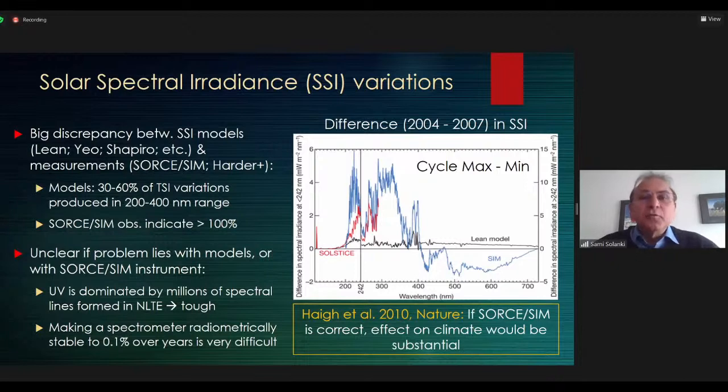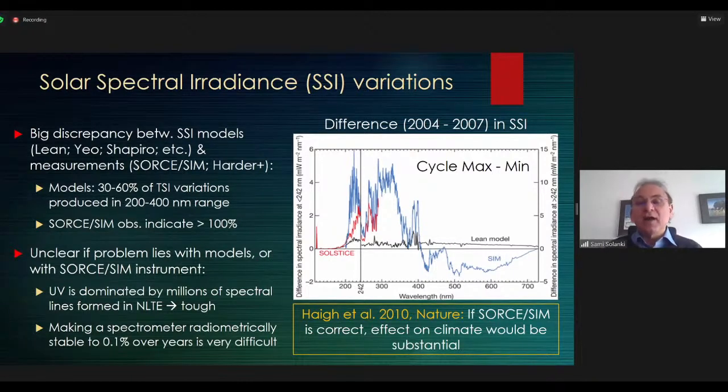Okay, let me just say a few words about solar spectral irradiance. And that is important. I'm saying this basically because of the upcoming Aditya mission and the SUIT instrument on it. There is a huge discrepancy between models and the only observations, or very few observations, between the 200 and 400 nanometer range. That means in the near UV. The models say that this part of the spectrum is responsible for something like 30 to 60% of the variations of the total solar irradiance. The observations with the SIM instrument on SORCE say it's well over 100%.